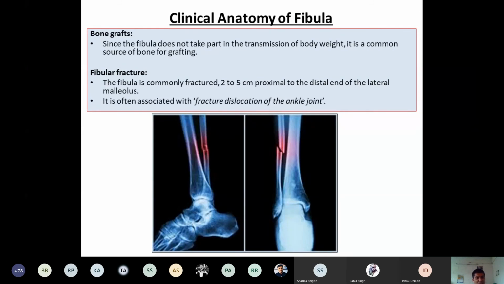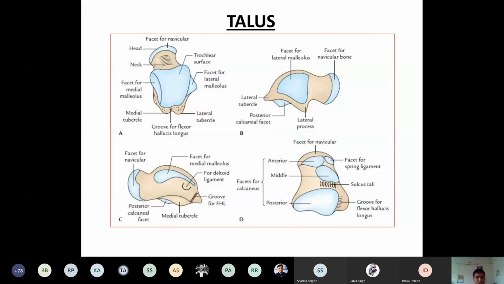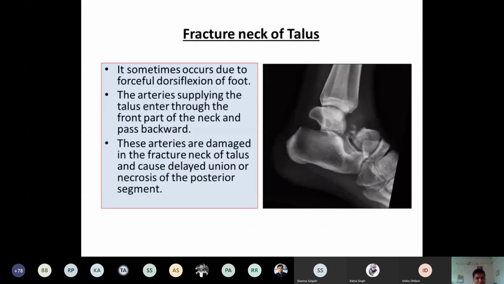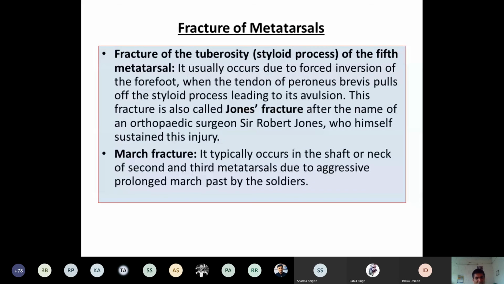There will be bone grafting of the fibula and fibular fracture. You can see here in these diagrams. And these bones you learn. At least the names of all the foot bones you have to learn: talus, calcaneus, cuboid, then navicular, cuneiform bones, and metatarsals and phalanges. Here I don't want to discuss in detail. There can be fracture of the neck of the talus, and then there will be calcaneal fracture sometimes. This also we can learn, and fracture of the metatarsals also will be there.